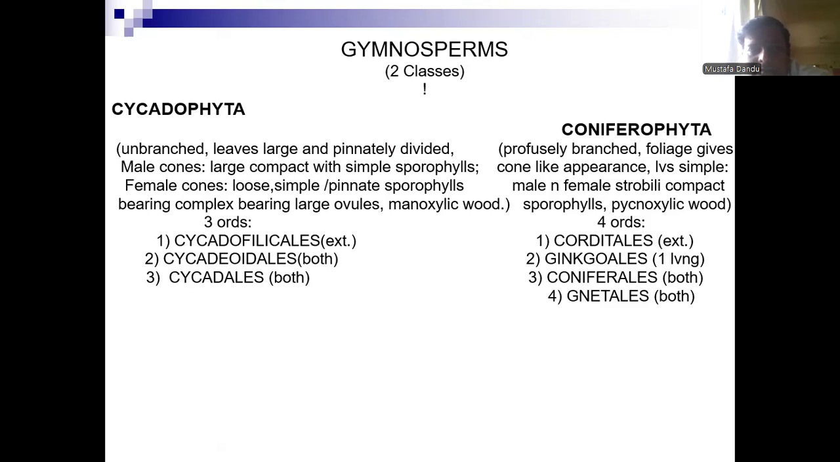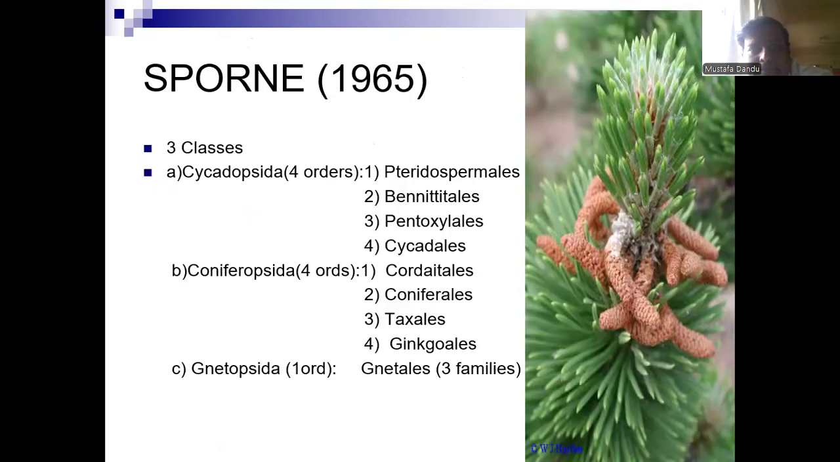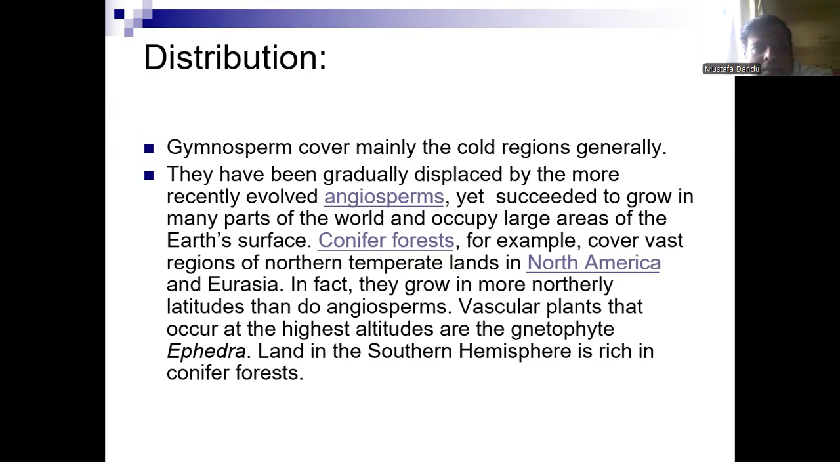You can see the slide. The examples are given of Cycadophyta and Coniferophyta. Sporne in 1965 divided gymnosperms into three classes: Cycadopsida, Coniferopsida, and Gnetopsida. Here you can see each class further divided into different groups.